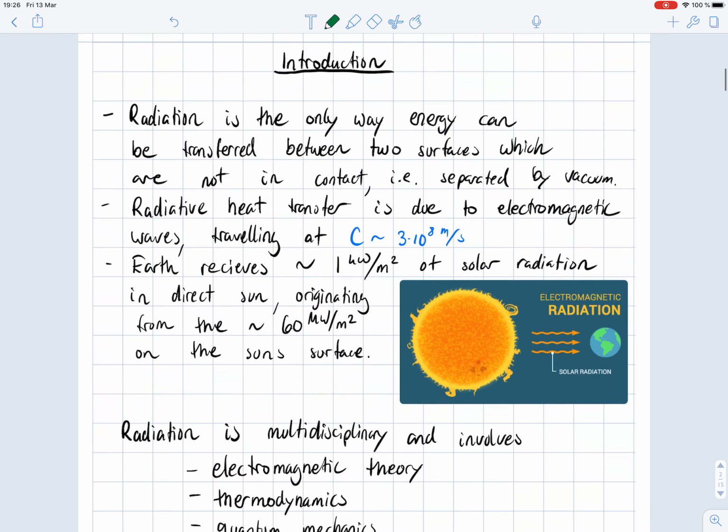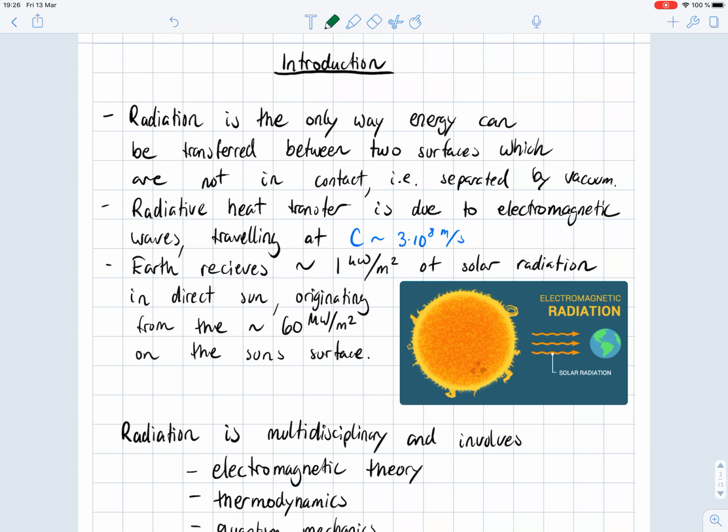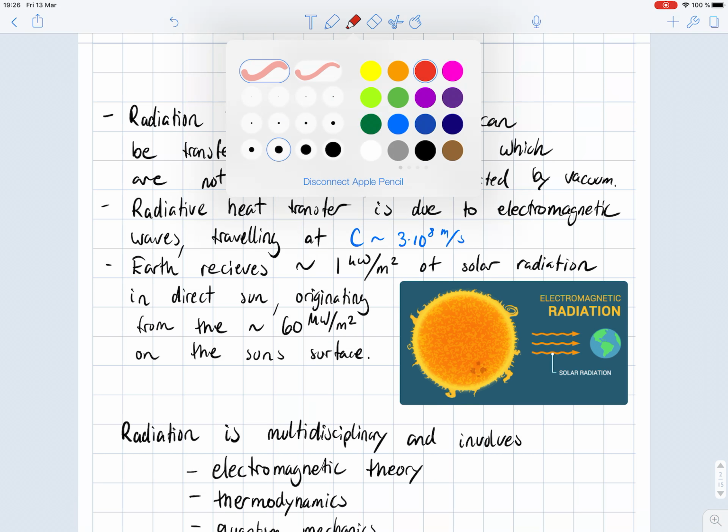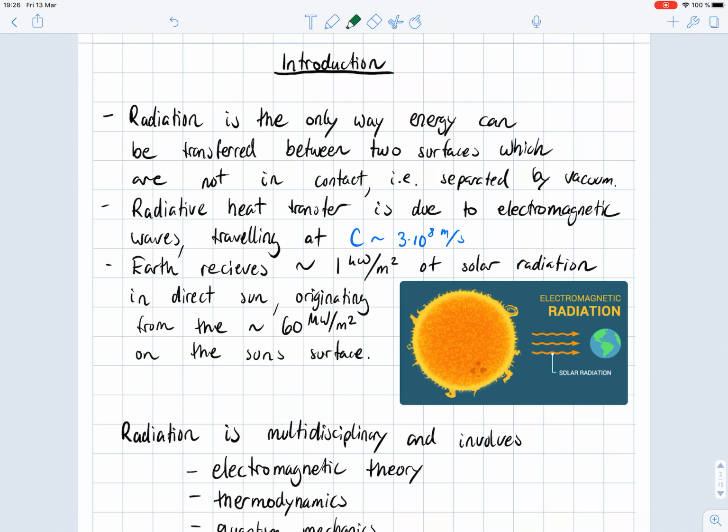We'll start with a brief introduction, and the most important point related to radiation is that it is the only way that energy can be transferred between two surfaces which are not in contact. That is, they can even be separated by vacuum. The radiative heat transfer is due to electromagnetic waves. That means that radiation essentially will travel at the speed of light, that is 3 times 10 to the power 8 meters per second.